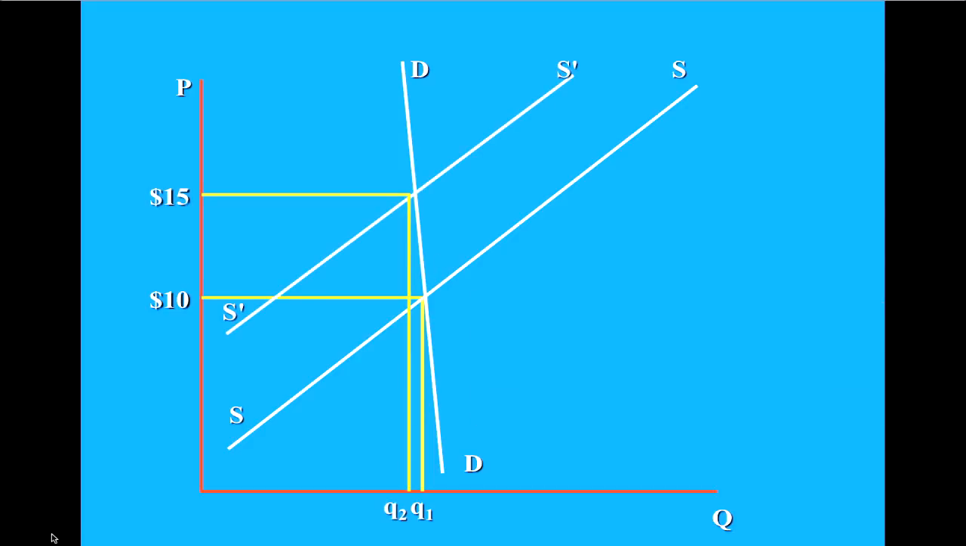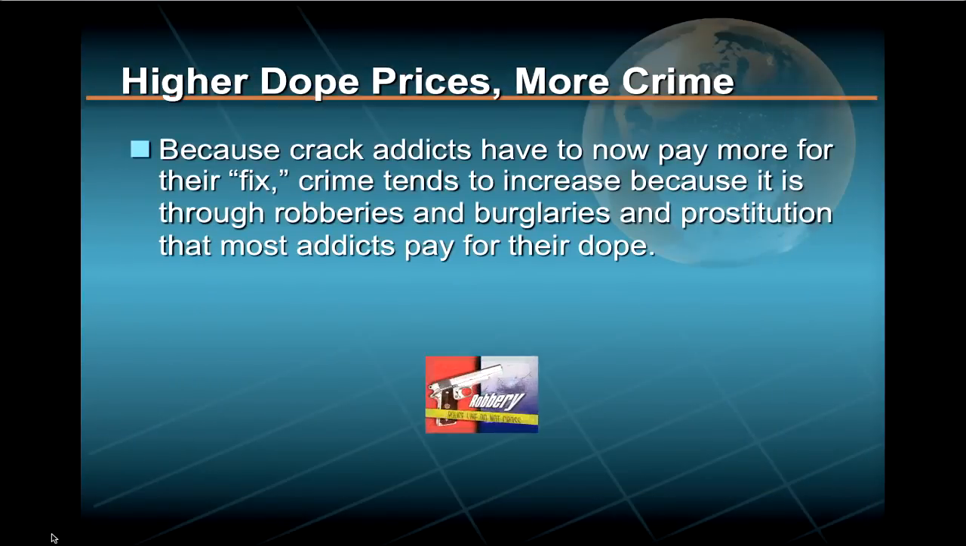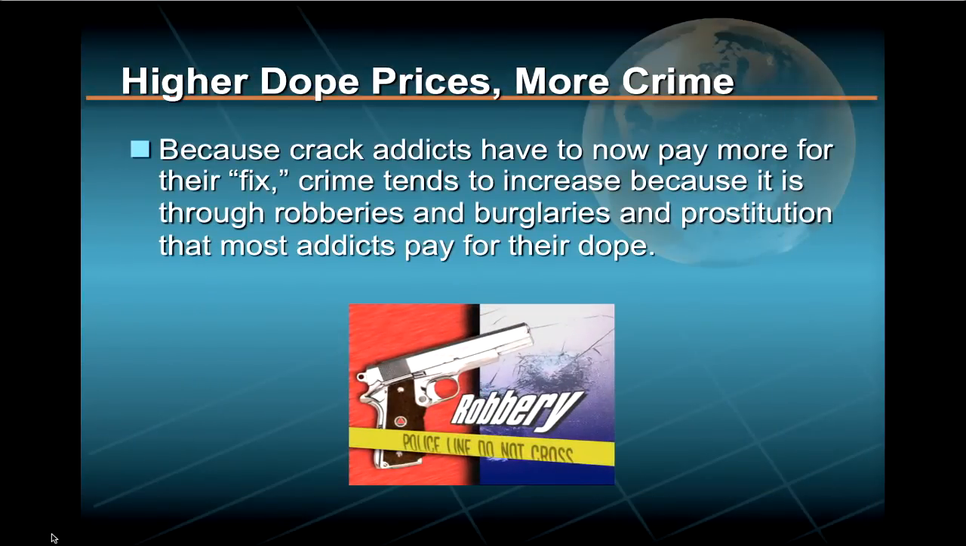That's right, the supply curve shifts inward. The practical effect is to significantly raise the price, but because demand is inelastic, this has little impact on reducing crack consumption. But there is a further problem. Because crack addicts now have to pay more for their fix, crime tends to increase because it is through robberies and burglaries and prostitution that most addicts pay for their dope.